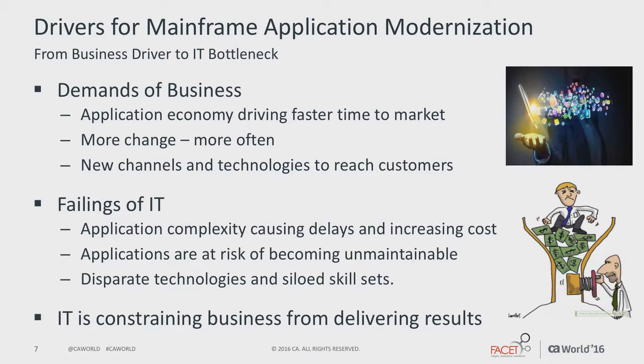We talked about these drivers. Business demands. Your app economy is driving faster time to market. You've heard all about this in the last couple of days through your keynotes and the other presentations, that it's quicker, faster, cheaper. Get it done yesterday. It's agile. It's all those new things that are saying we don't have time for these 6, 12, 24 month cycles. Change is coming quicker. There are new technologies and new channels that you have to then support to reach these customers. You've heard APIs, you've heard mobile, you've heard web, all those really cool things.